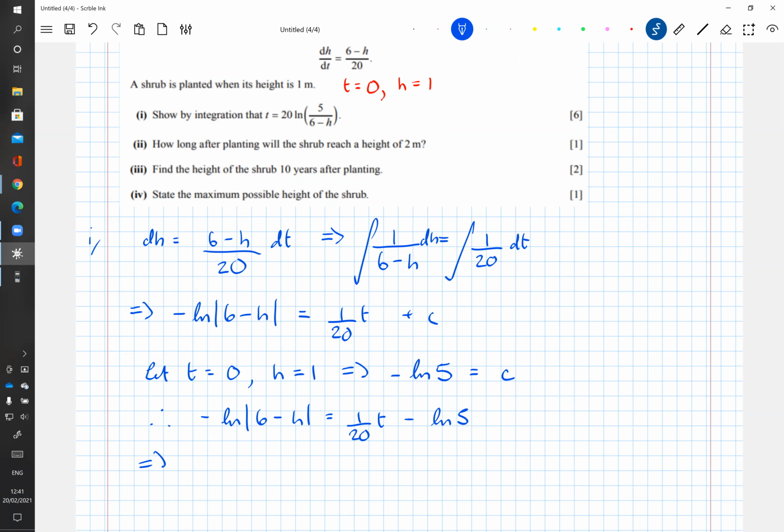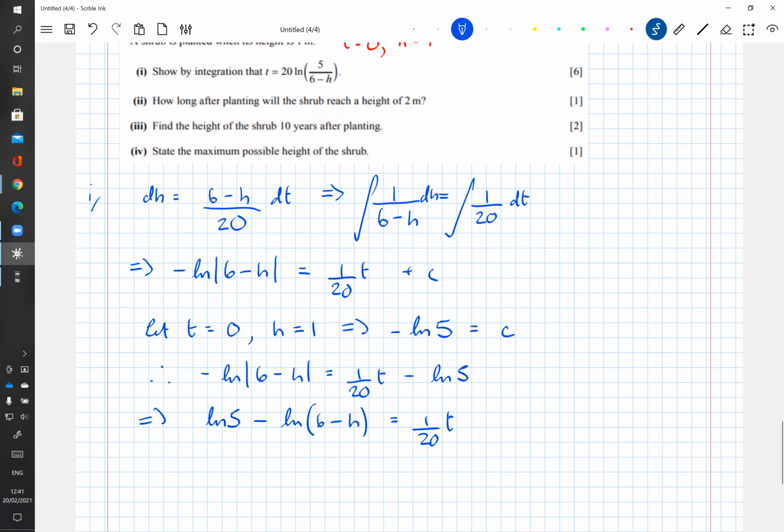Which means that log 5 take log 6 minus h, and I'm going to get rid of that now, equals 1/20th t, using logarithm laws, which means that log of 5 over 6 minus h equals 1/20th t, which then means that t equals 20 log of 5 over 6 minus h, as we were required to show.